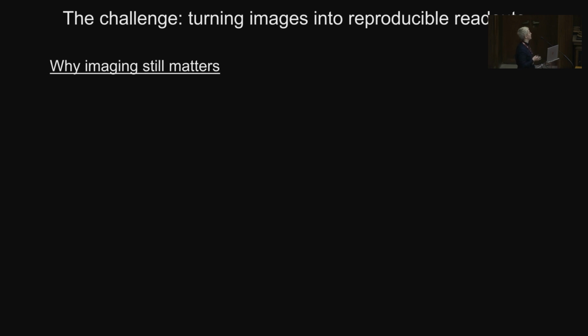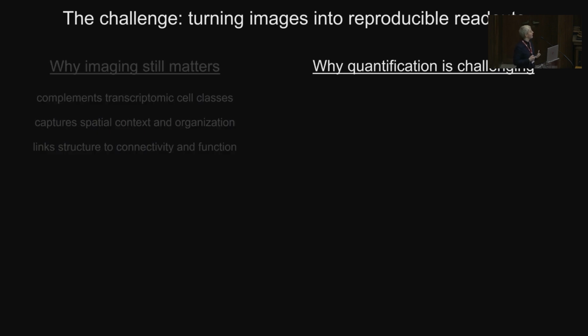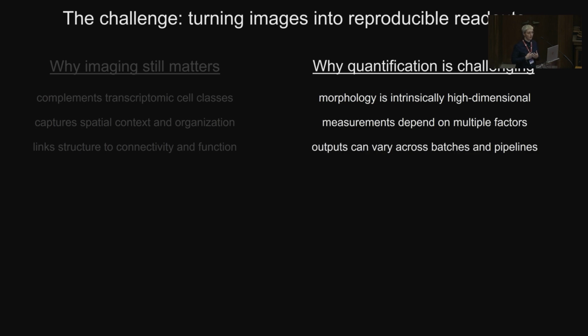Imaging still matters for at least 3 reasons. It complements transcriptomic cell classes, it preserves the spatial context and organization, and it links structure to connectivity and function. However, turning images into reproducible readouts is still challenging because neuronal structure cannot be defined by a single parameter. It is related to branching, extension, complexity, or specific compartment effects.